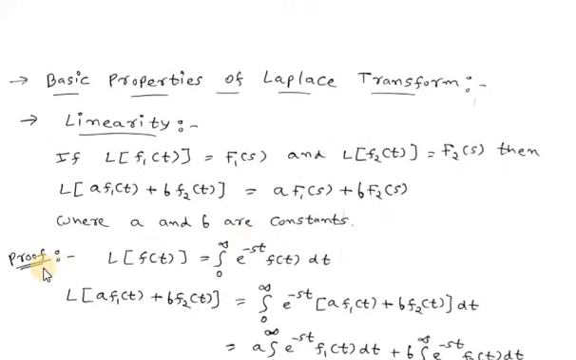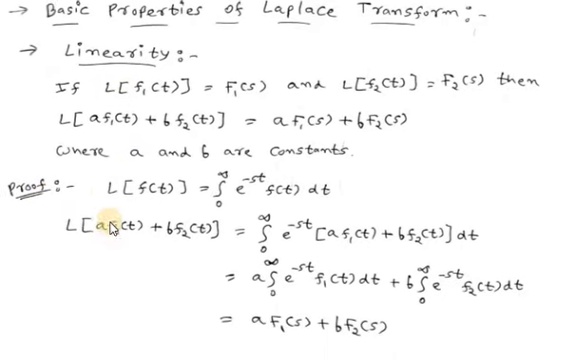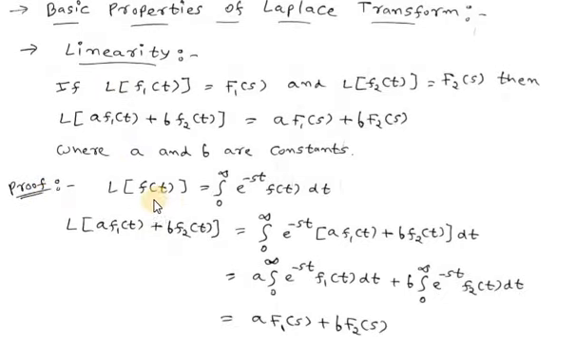Now we will see the proof of this linearity principle with the help of the fundamental definition of Laplace transform. So Laplace of f(t) is the integration from 0 to infinity of e raised to minus st f(t) dt. Now we will replace f(t) by a f1(t) plus b f2(t). So that is equal to the integration from 0 to infinity of e raised to minus st times a f1(t) plus b f2(t). Now we will multiply e raised to minus st by this function and separate the integration.